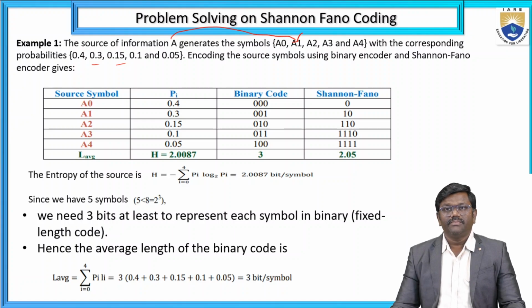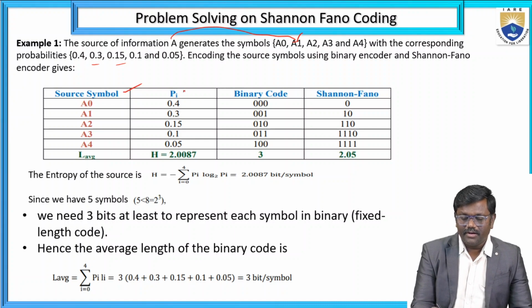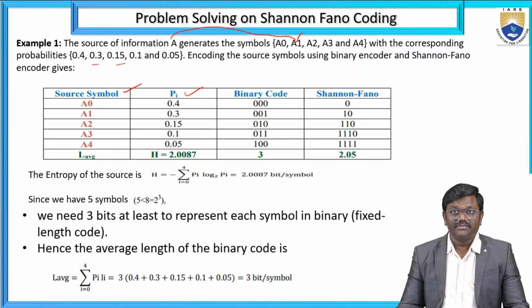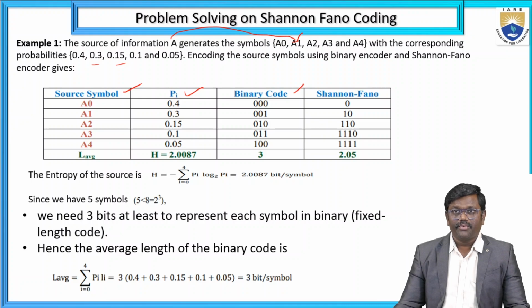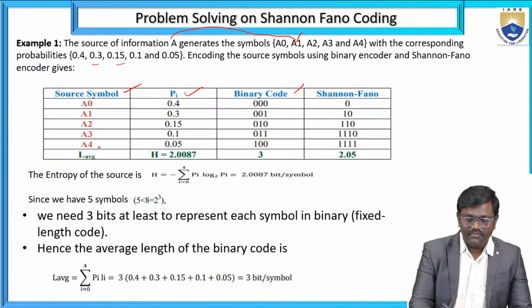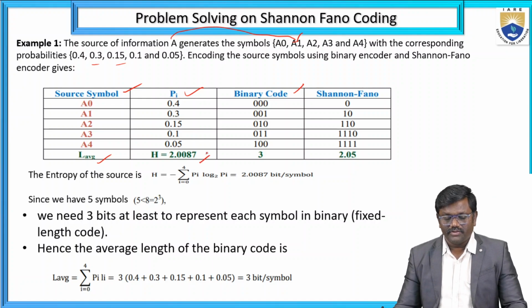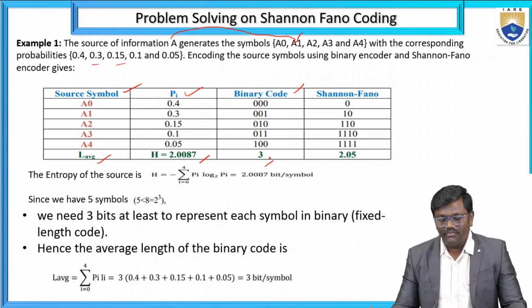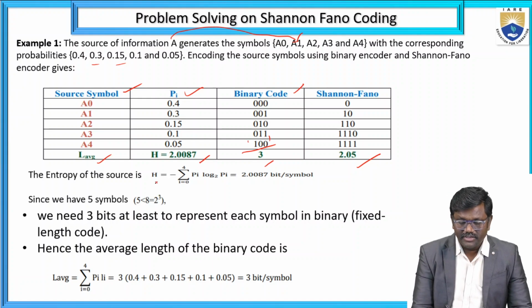We are encoding the source symbols using a binary encoder and the Shannon Fano coder, which gives a simple table containing the source symbol, its probability, the binary code of the corresponding value, and the Shannon Fano binary value. For A0 to A4 we consider L average and the average value H, and the maximum binary code length we got is 3. The average value compared with Shannon Fano using the probability values is the same. But let us concentrate on understanding that the entropy of the source is H. H is nothing but entropy.